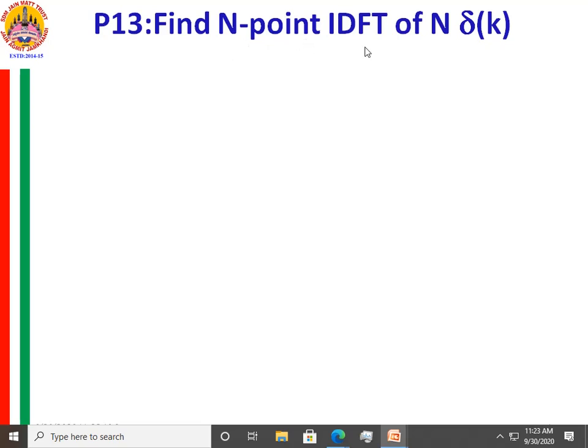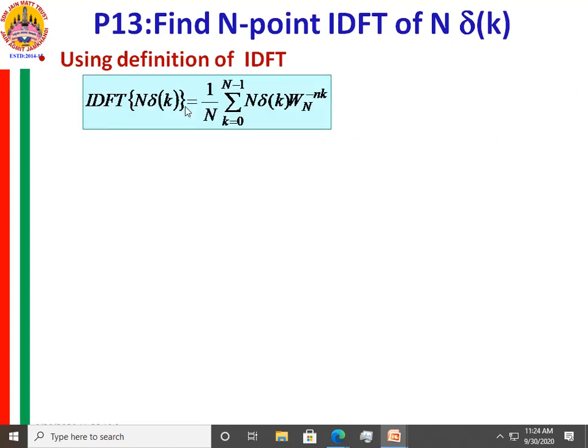Now find the N-point DFT of N delta of k. Using the definition of IDFT, the IDFT of N delta of k is equal to 1 by capital N summation k from 0 to N minus 1, N delta of k into W raised to minus nkn. Now X of k is replaced in the expression by N delta of k because we are interested in finding the IDFT of N delta of k.